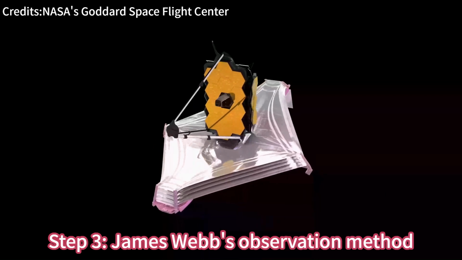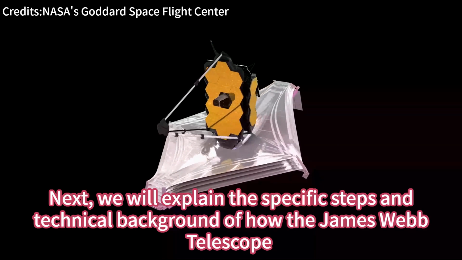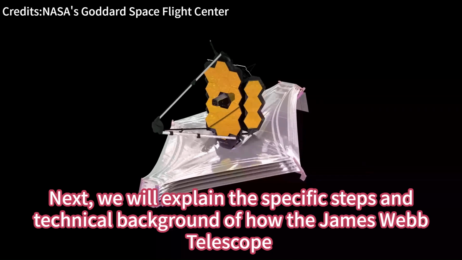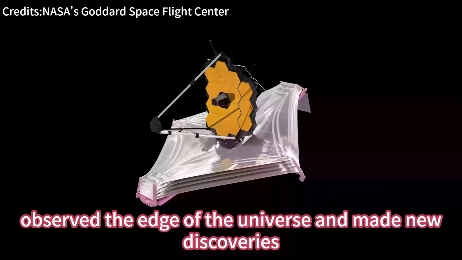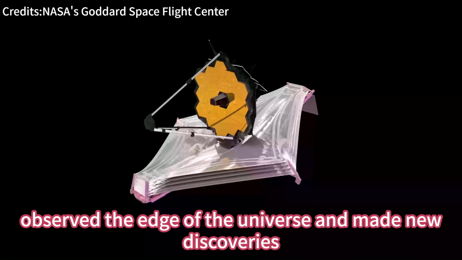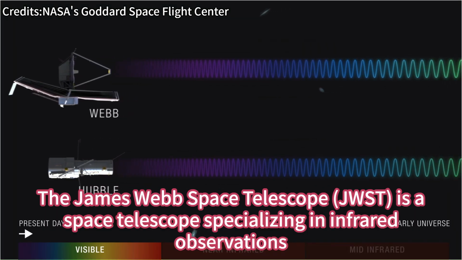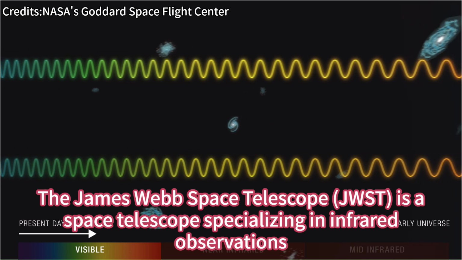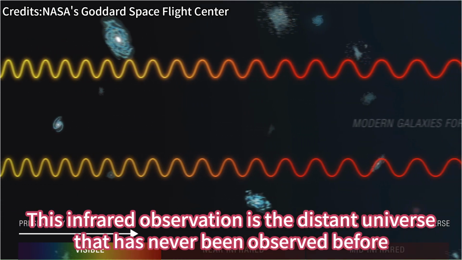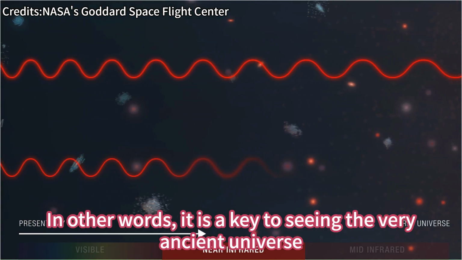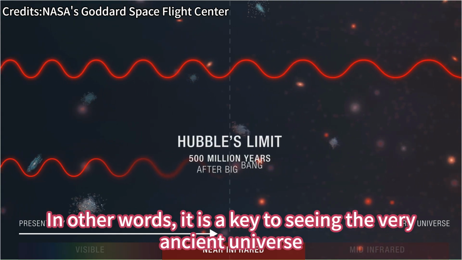Step 3. James Webb's observation method. Next, we will explain the specific steps and technical background of how the James Webb Telescope observed the edge of the universe and made new discoveries. The James Webb Space Telescope, JWST, is a space telescope specializing in infrared observations. This infrared observation is the distant universe that has never been observed before. In other words, it is a key to seeing the very ancient universe.